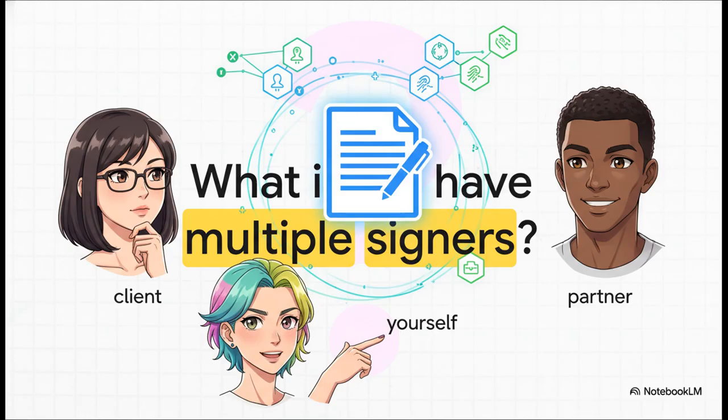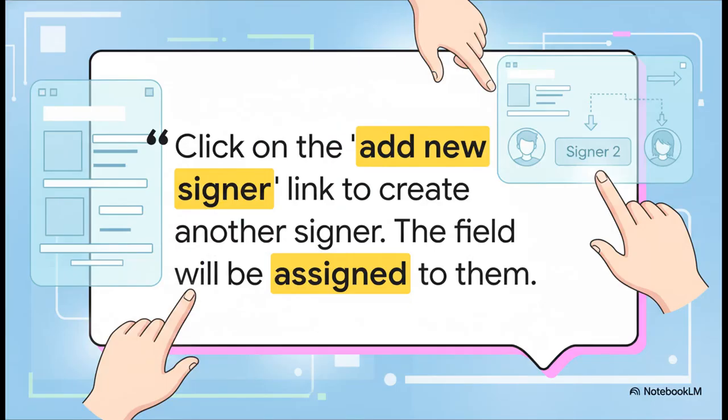How do you handle fields for, say, a client and their partner on the same document without it all becoming a huge mess? So here's where the magic is. It's right in that field properties box. See, when you add a field, it's automatically assigned to signer 1, but if you need another person, you just click that little Add New Signer link. That creates a signer 2, and you can assign fields specifically to them. It even color codes them so you can see at a glance who is supposed to fill out what.